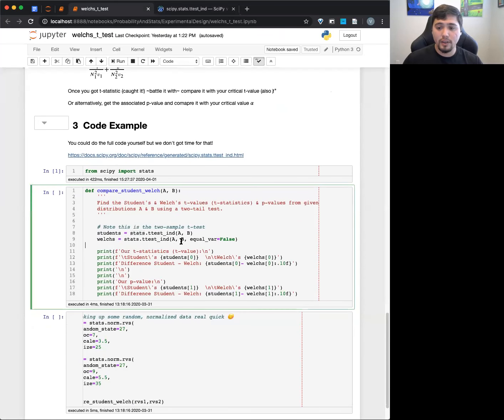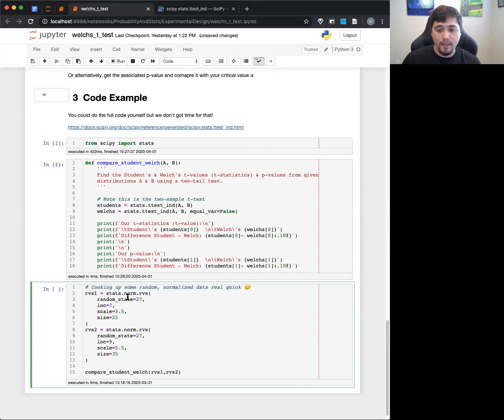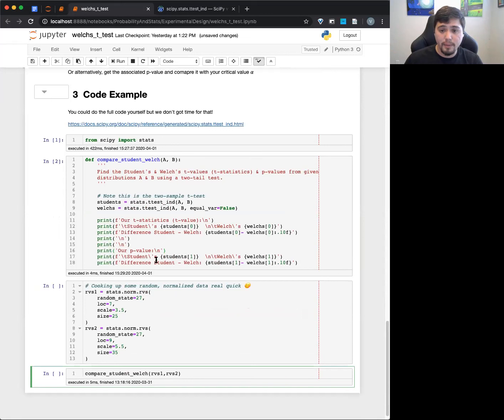So you can see here I have Student's and Welch's written out like this, and I'm going to calculate the statistic and p-value for each, and just print these out. If I run this, you can see I'm creating two different distributions. This one has a mean of 7 and a standard deviation of 3.5, and I'm making 25 of them. The other has 35 of them, with a scale of 5.5 and a location of 9. I should probably run this guy too.